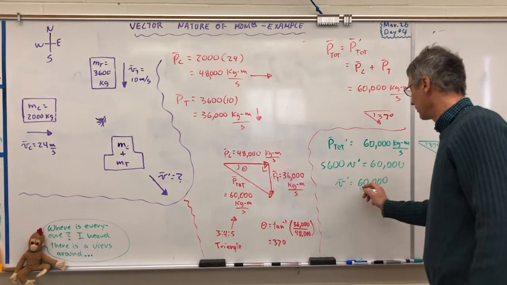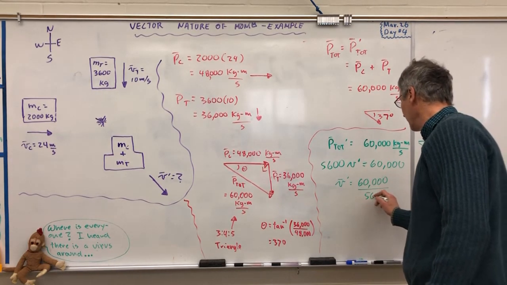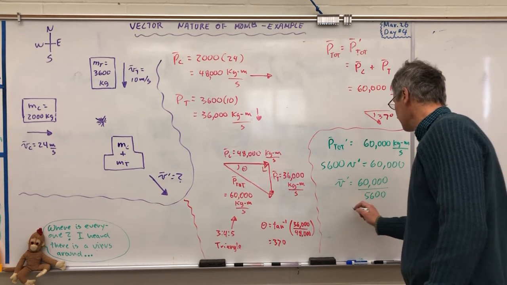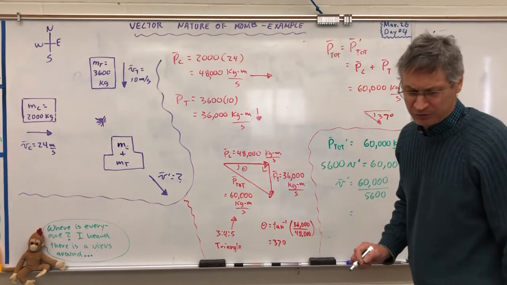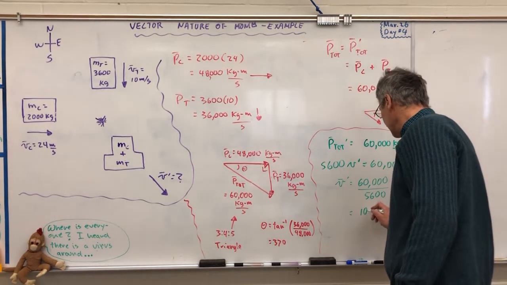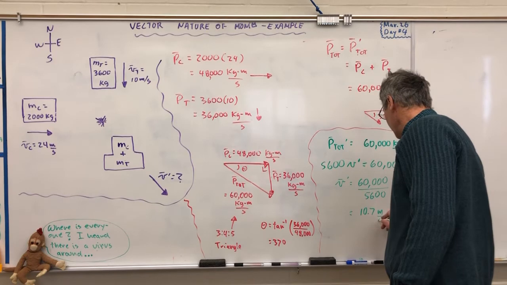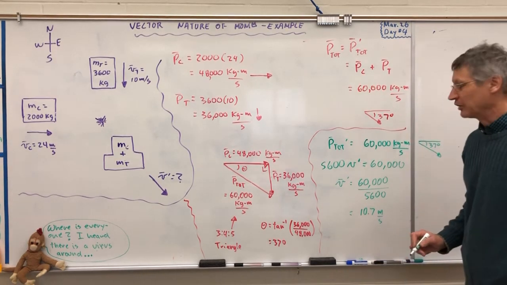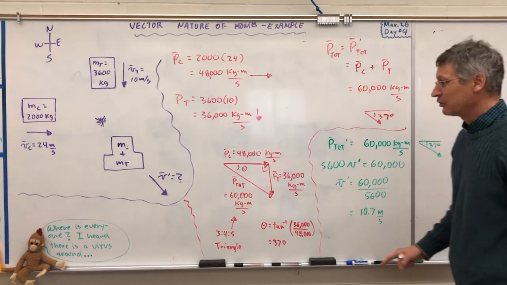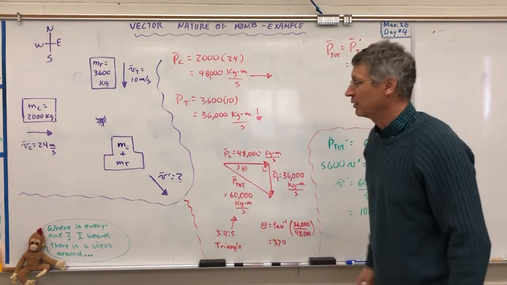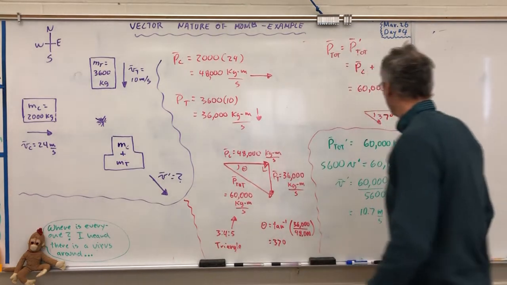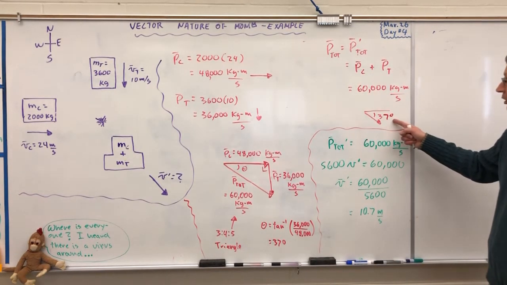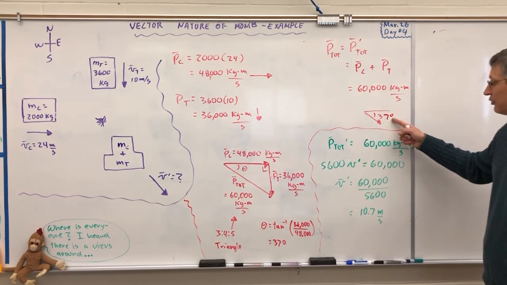Bring the 5,600 over to the other side. And that works out to 10.7 meters per second. And of course, the direction of this velocity is going to be the same as the direction of this thing's momentum, which is 37 degrees down from straight east.